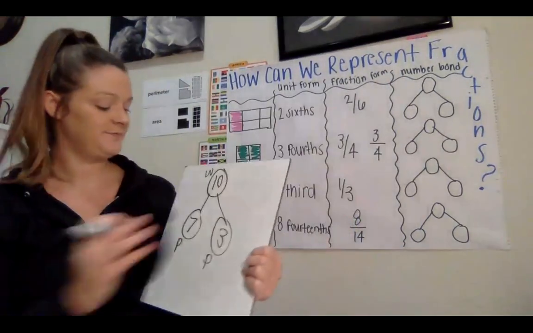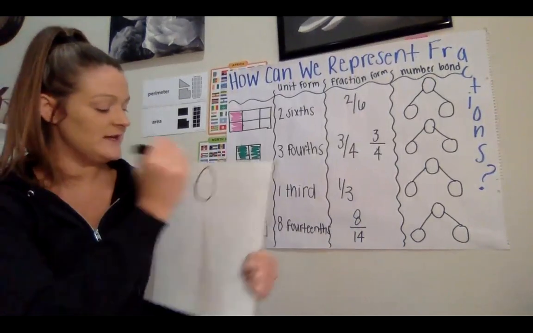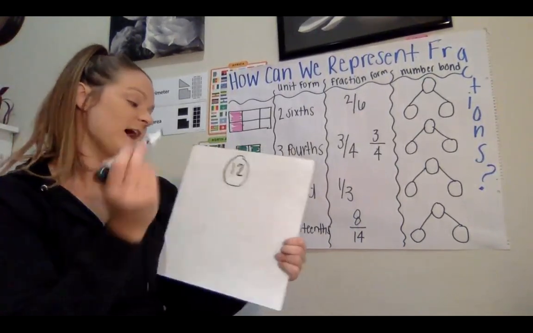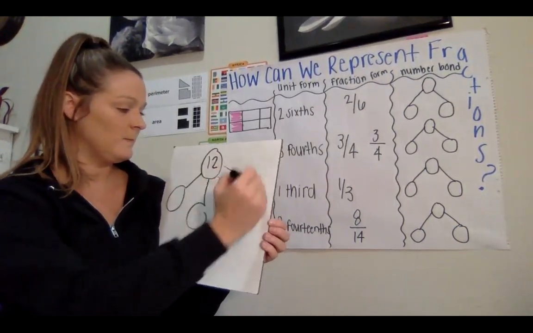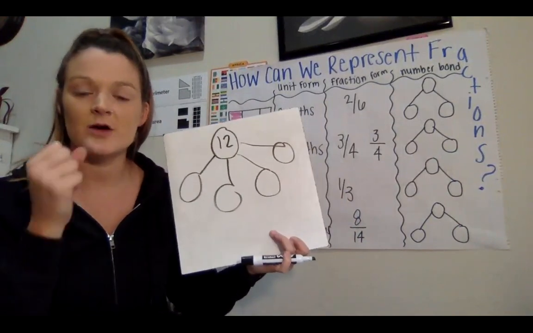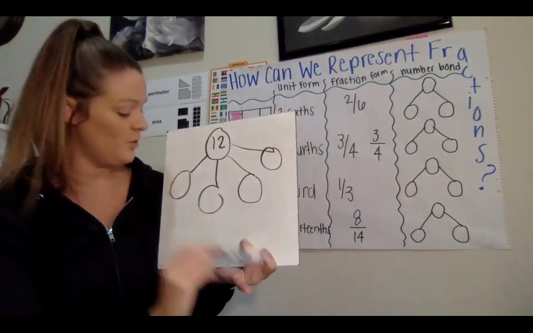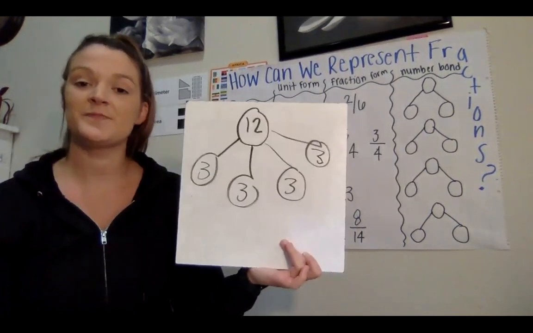Missing part is 3. We've also done number bonds with multiplication where we turned it into repeated addition. So if I had 12 and 4 groups, I think 4 groups of what makes 12? Well, I know 4, 8, 12. 4 groups of 3. 3, 6, 9, 12.